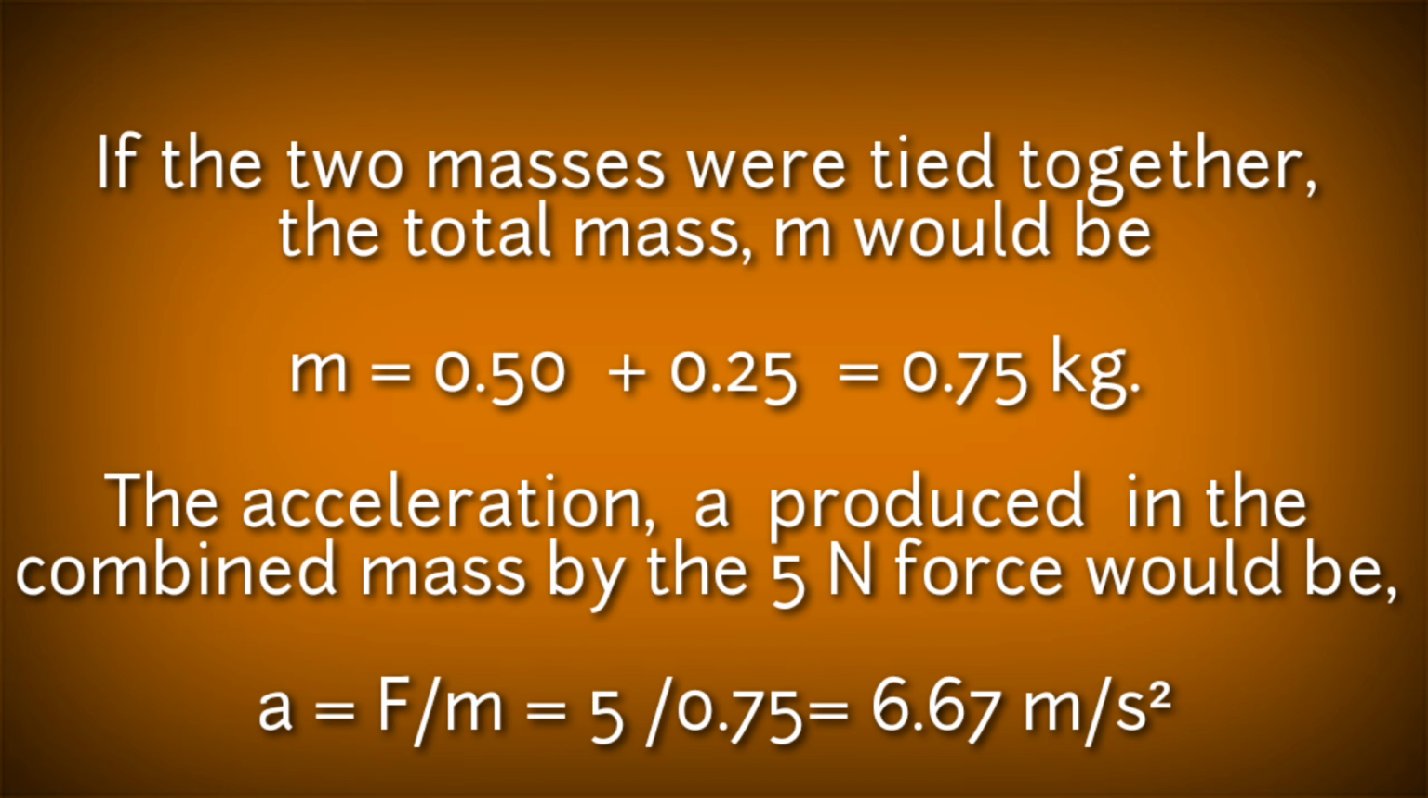Now, what is the formula? We have F is equal to mass into acceleration. What we have to find is acceleration, which is equal to force upon mass. Now, what force is applied? 5 Newton. What is the combined mass? It is 0.75 kg. Now, substituting these values in the equation and solving, we get 6.67 meter per second square. This is the acceleration produced when two masses m1 and m2 are joined together and a force of 5 Newton is applied. Is it clear to everyone?